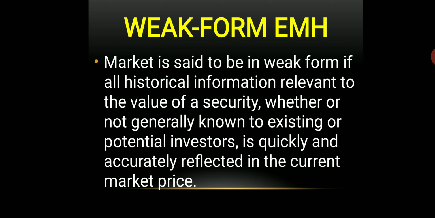The third form is the weak form of the efficient market hypothesis. A market is said to be in weak form if all historical information relevant to the value of a security, and no current information, is available to everyone. Neither current, publicly available, nor privately available information is reflected. The private information is private, and public information, even though it is public, may not be reflected in the market very quickly. The security prices are influenced only on the basis of the historical information, the past information. If the market is such a market, it is called the weak form of the efficient market hypothesis.